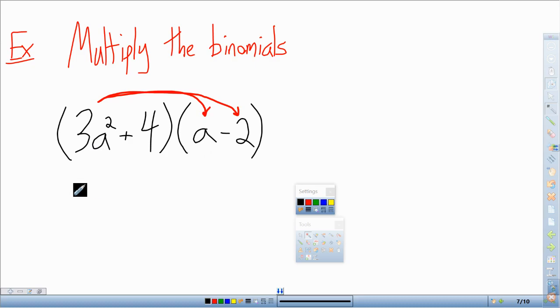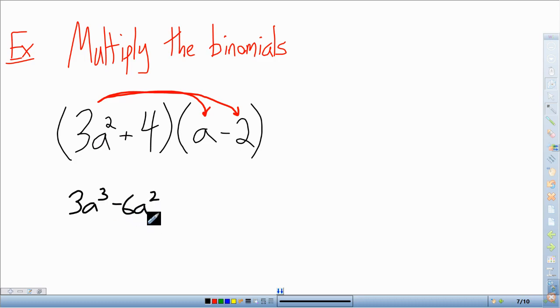So 3a squared times a gives me a 3a cubed, and 3a squared times negative 2 gives me a negative 6a squared. Okay, so I distributed this first term. Now we need to just do the same thing with this second term and also distribute it into the parentheses. Okay, if using these arrows helps, go for it. It's not necessary, but I like to use them. Okay, so 4 times a is a positive 4a, 4 times negative 2, negative 8. Okay, so that's that. FOIL, if it helps, feel free to use it, but I think it's completely unnecessary. It's distribution. That's all it is.